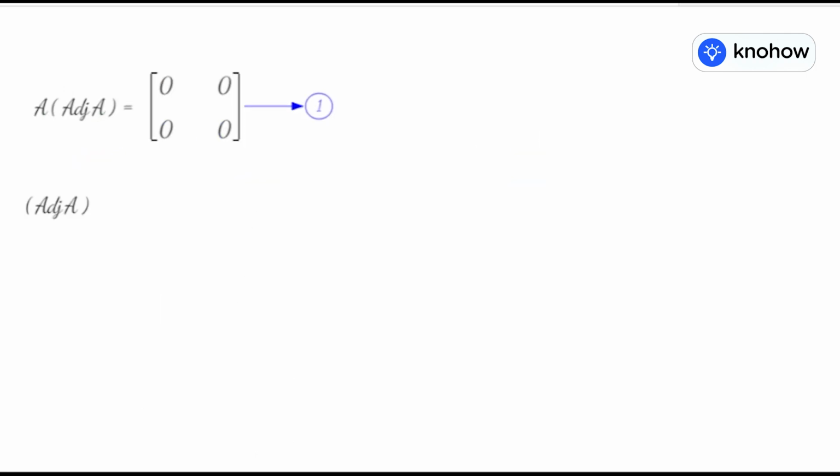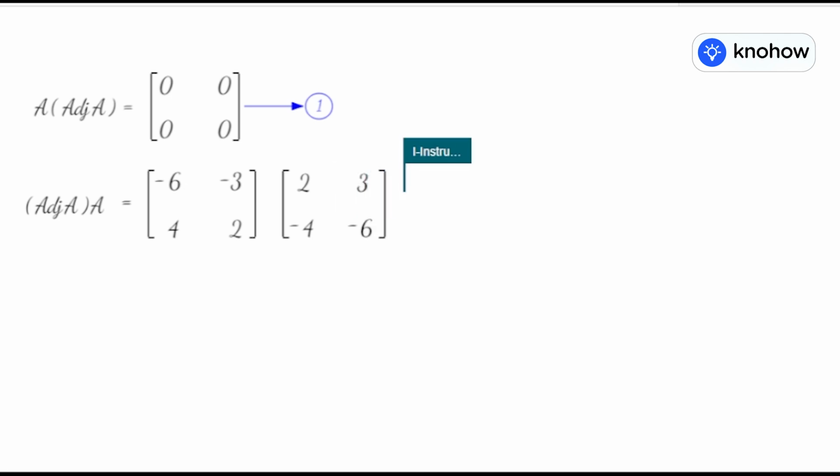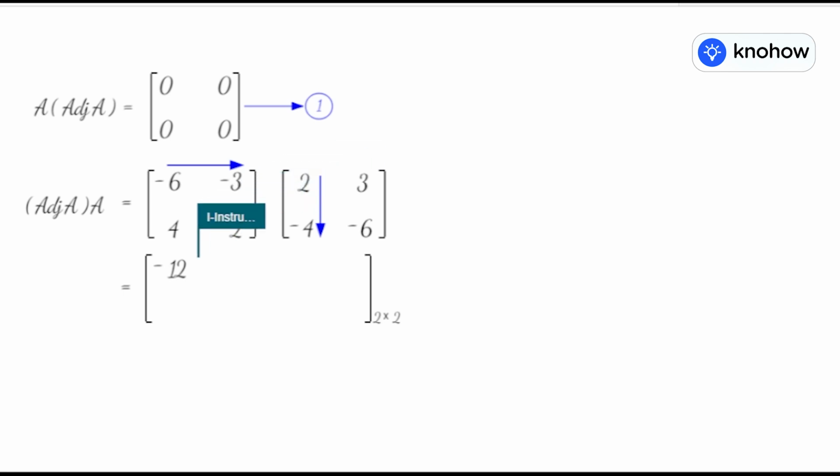Adjoint A into A. What is the value of adjoint A? Minus 6, minus 3, 4, 2. And what is the value of A? The given matrix is 2, 3, minus 4, minus 6. Both of them being square matrices of order 2, the product will also be a square matrix of order 2 by 2. And how do you multiply? The first row with the first column, multiply the corresponding elements, you get minus 12 plus 12. Repeat the process with the second column, you get minus 18 plus 18.